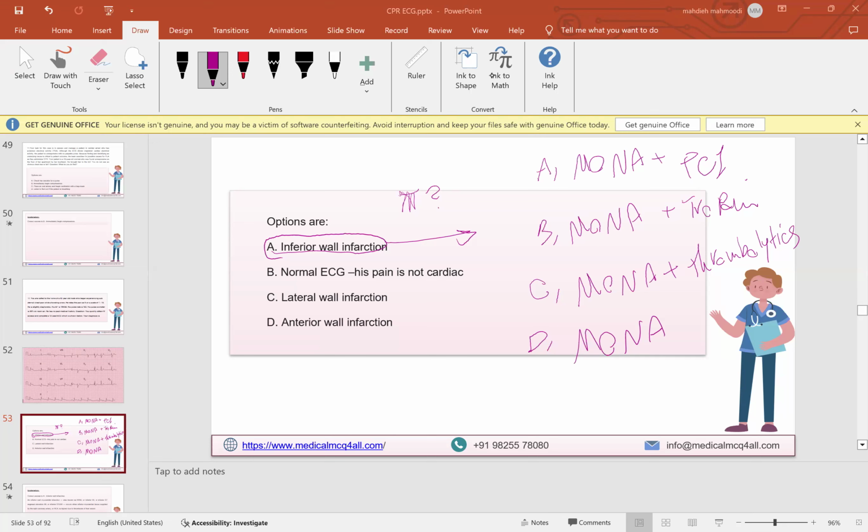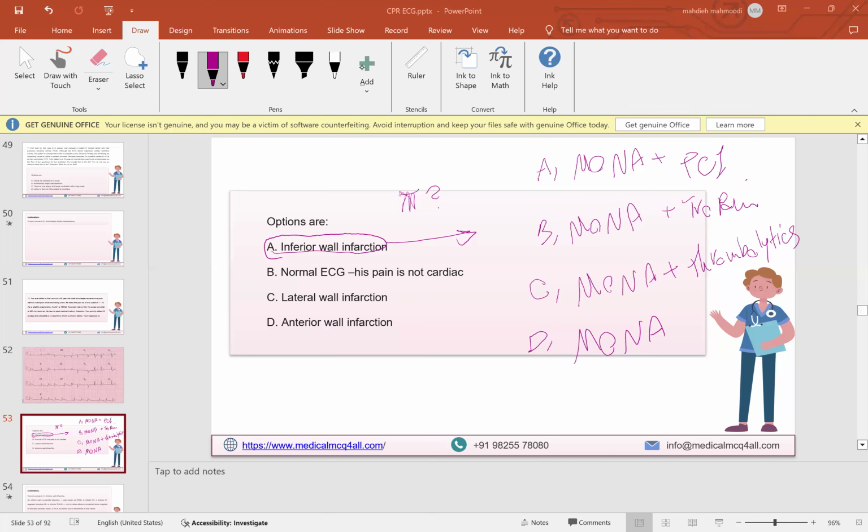Okay, fine. But why in ST segment depression do you wait for the troponin result? To differentiate between infarction and ischemia. Very nice. Perfect answer.